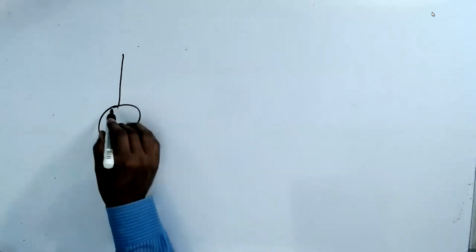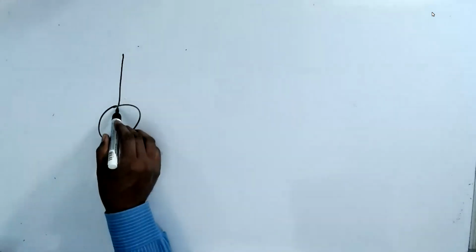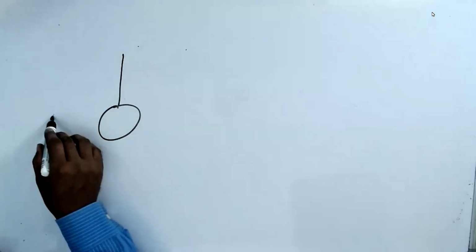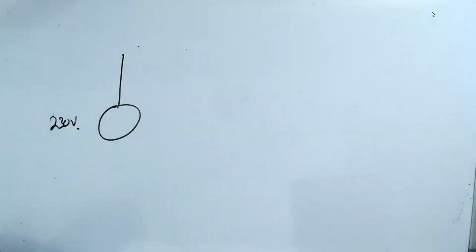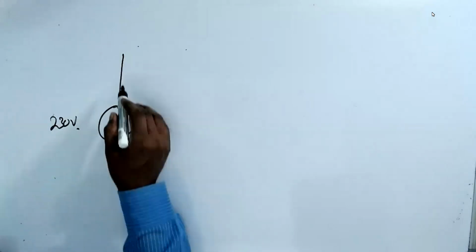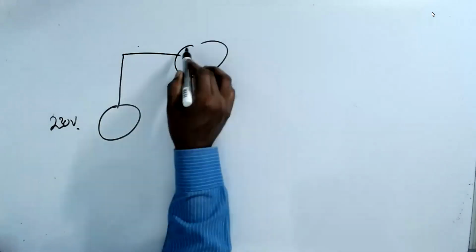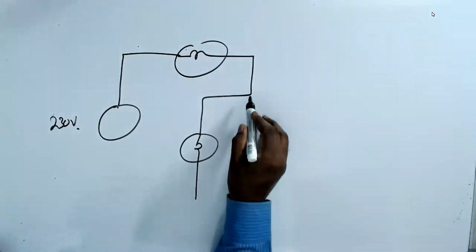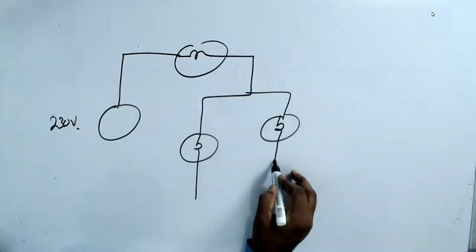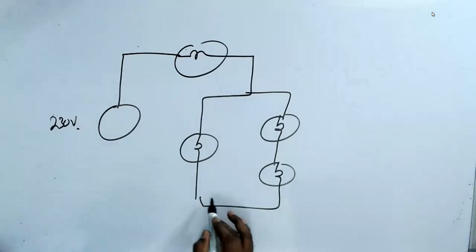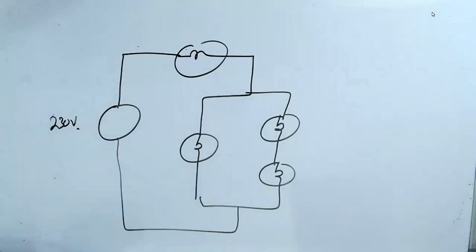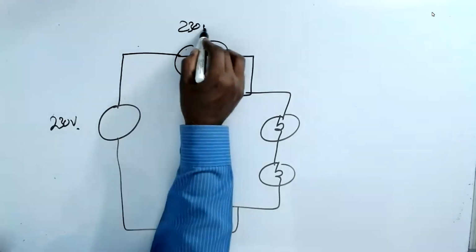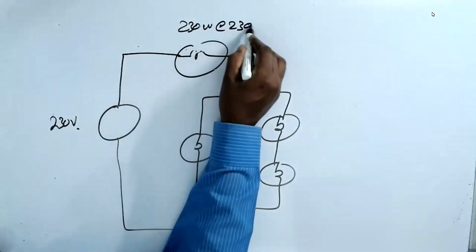Now I'll draw the same circuit. I ask you a different question. Let's see how you answer. What will be your answer? Now I apply 230 volts. Now I have a bulb. This is 230 watts at 230 ohm.